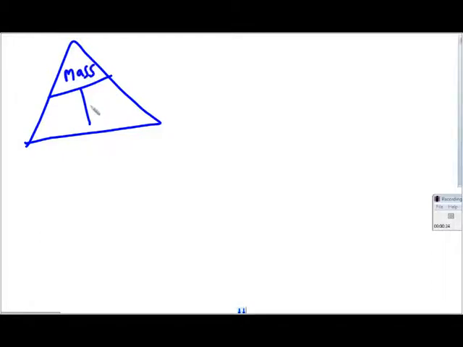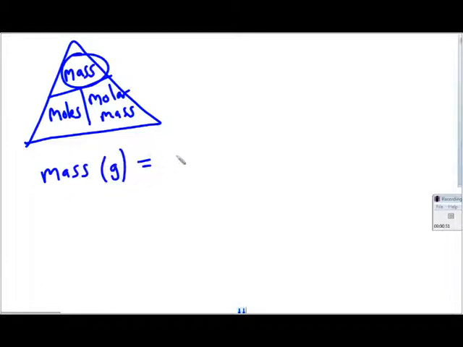So mass is equal to moles times the molar mass. So we're solving for mass. We cover that up. The mass in grams is equal to the number of moles times how much each mole weighs. And we find that out by using the periodic table. Alright, so that's our equation. Let's go ahead and get into this here.